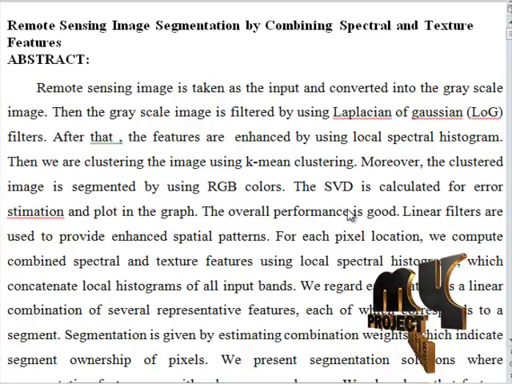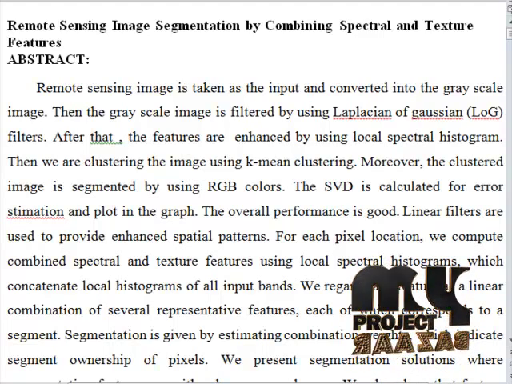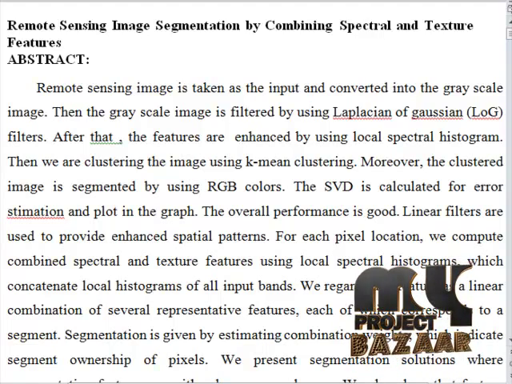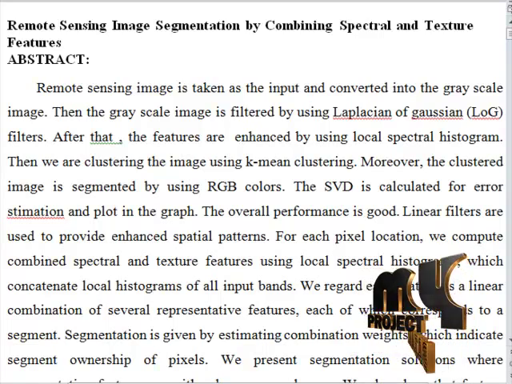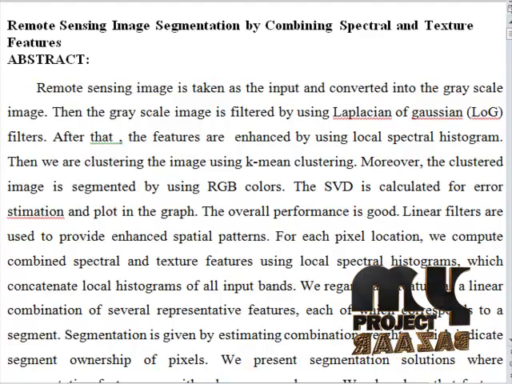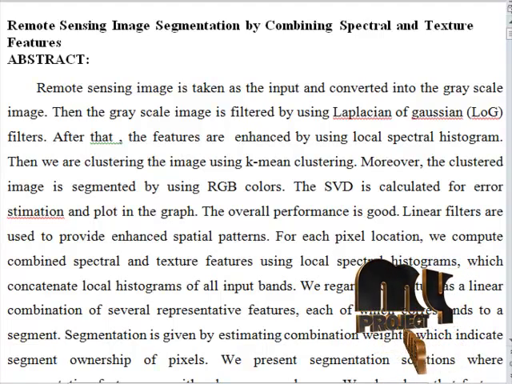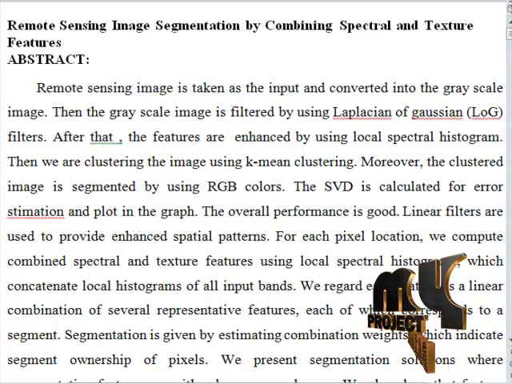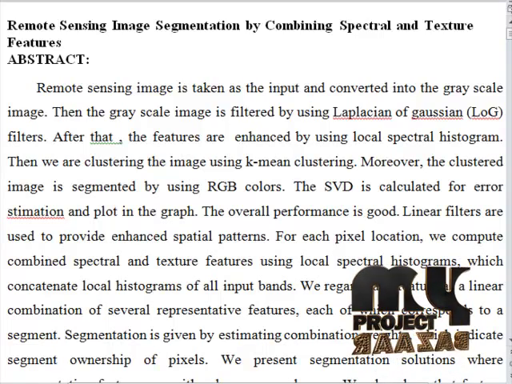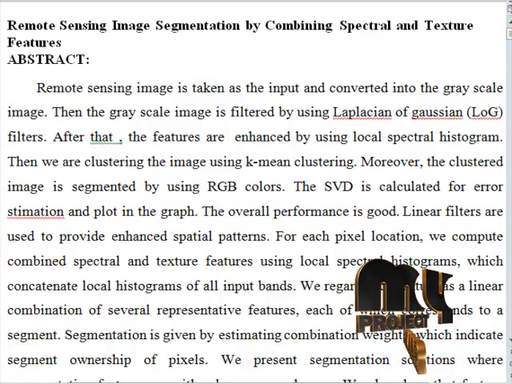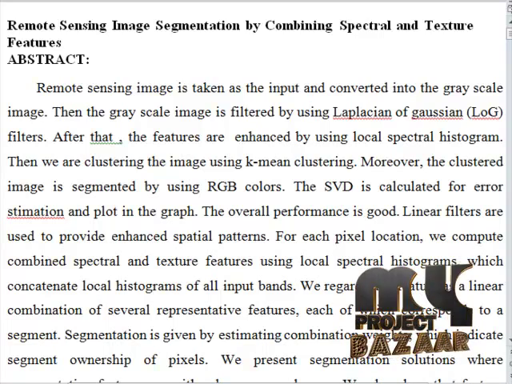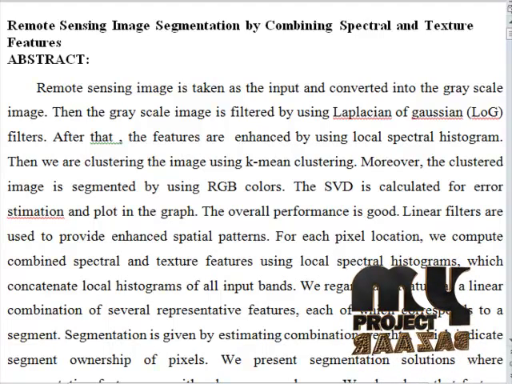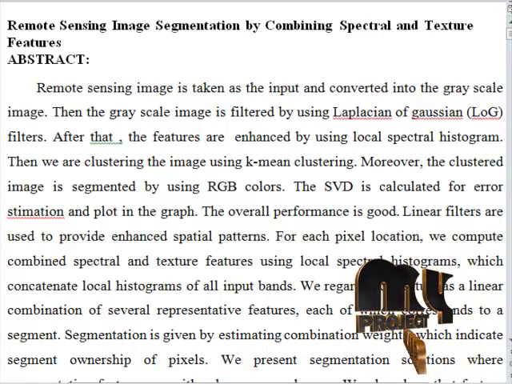Then the grayscale image is filtered by using Laplacian of Gaussian filters. After that, the features are enhanced by using local spectral histogram. Then we are clustering the image using k-mean clustering. Moreover, the clustered image is segmented by using RGB colors. The SVD is calculated for error estimation and plotted in the graph. And finally, the overall performance is good.